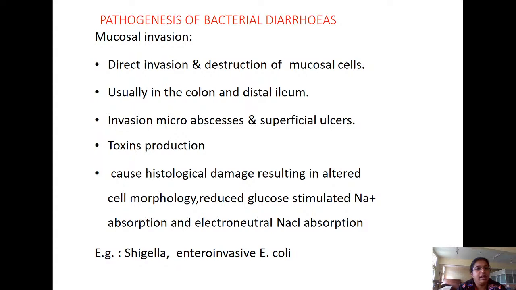In bacterial diarrheas, there is mucosal invasion. The mucosa gets invaded directly, and there is destruction. The common areas involved in children are the colon and distal ileum.